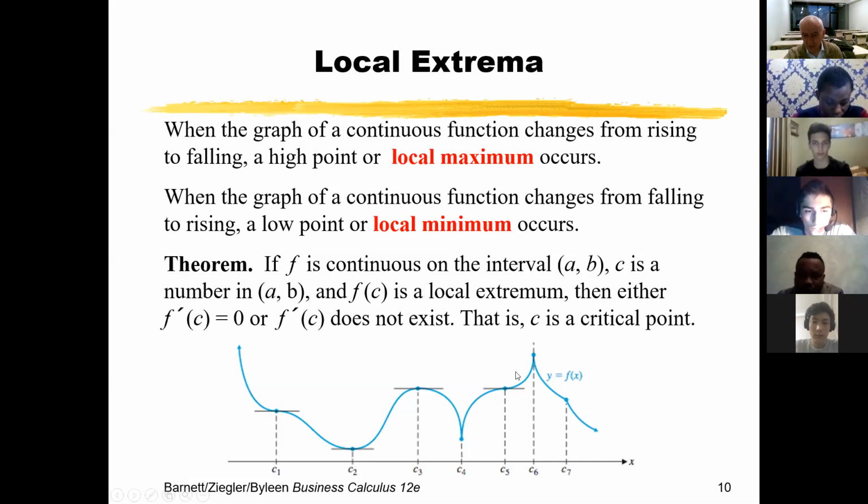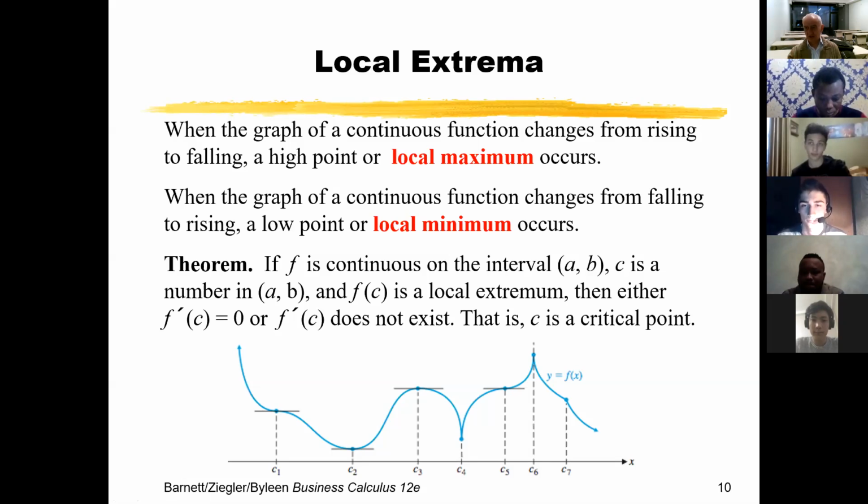What can we say about the derivative at the point C6? Who can say what the derivative is at this point? I think that the derivative at this point doesn't exist. Absolutely right. It does not exist. Why? Because the slope at this point is a vertical line, and the slope of a vertical line does not exist.